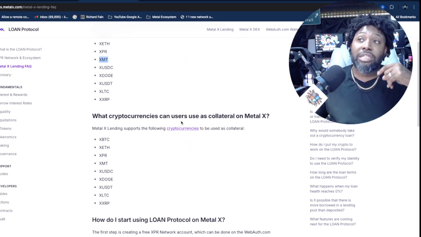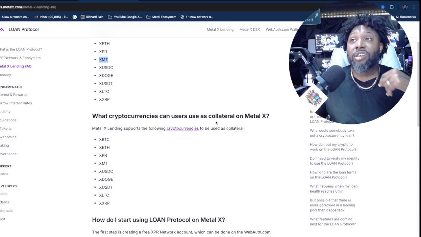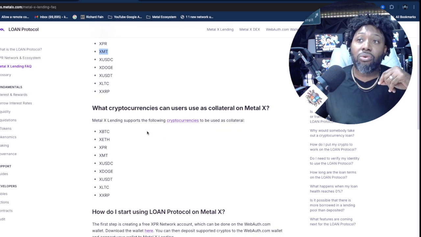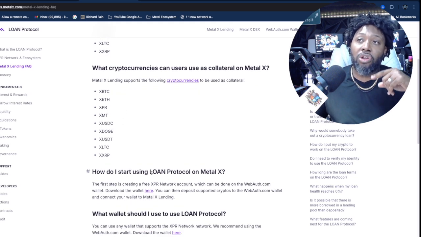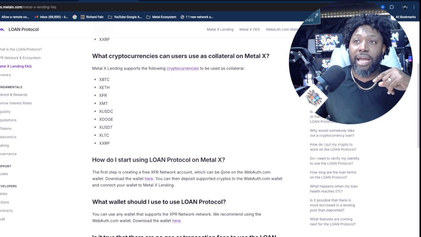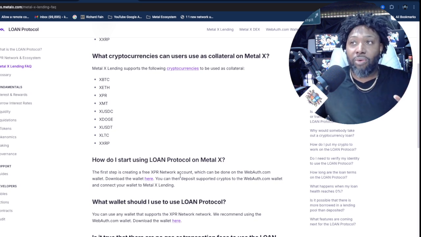Now, what cryptocurrencies can users use as collateral on MetalX? For the collateral, same thing, all of them. So it tells you here, how do I start using Loan Protocol on MetalX? The first step is creating a free XPR network wallet. And that's the one I'm telling you about right now.